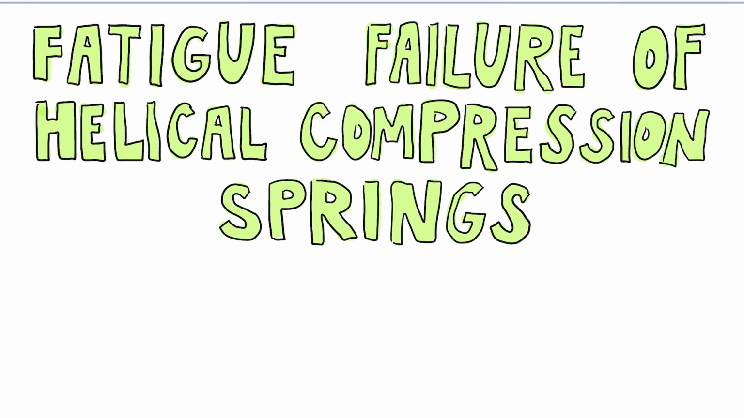Now, we've talked about some static failure modes like buckling and closure, but today we're going to talk about fatigue because springs are almost always subject to fatigue loading. They're subject to high cycles very often. If you think about the valve spring of an engine, it's going to be constantly cycling, maybe thousands of RPMs. And so we need to design those springs for an infinite life in fatigue.